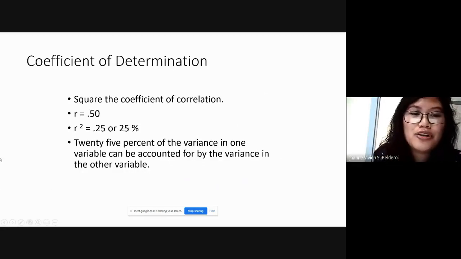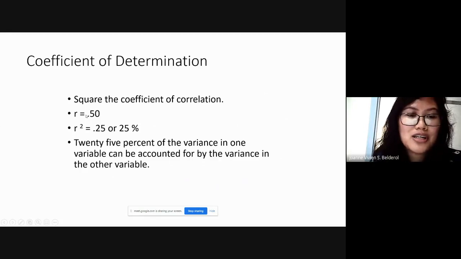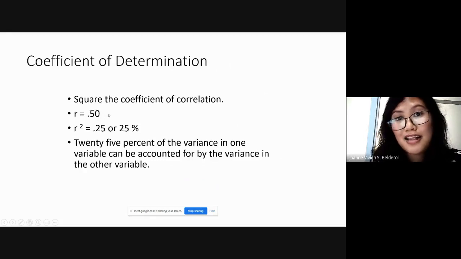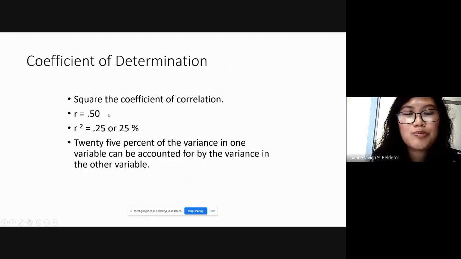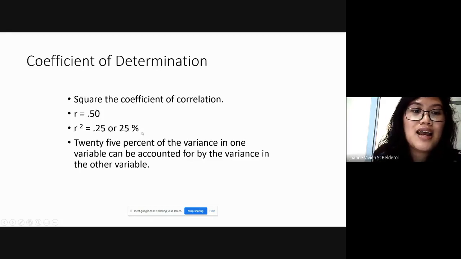So 0.50 is the coefficient of correlation. To get R squared, or the coefficient of determination, multiply R by itself. So 0.50 times 0.50 is 0.25, times 100, so you get 25%. And that's your coefficient of determination.